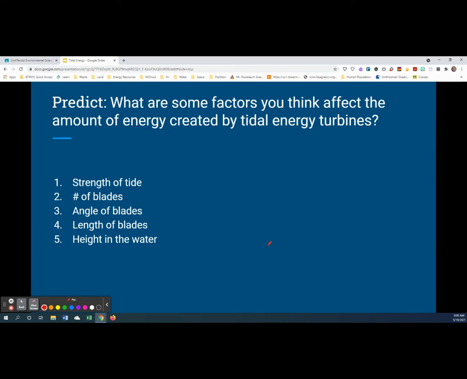The angle of the blades absolutely is different, and that definitely would affect how much energy is created. Same with the length, how long the blade is. And obviously the height of the water: where are you going to put these tidal turbines? Are you going to put them on the bottom of the ocean? Are you going to put them towards the surface? Where are the tides the strongest? These are all factors that would affect how much energy would be created by tidal turbines.